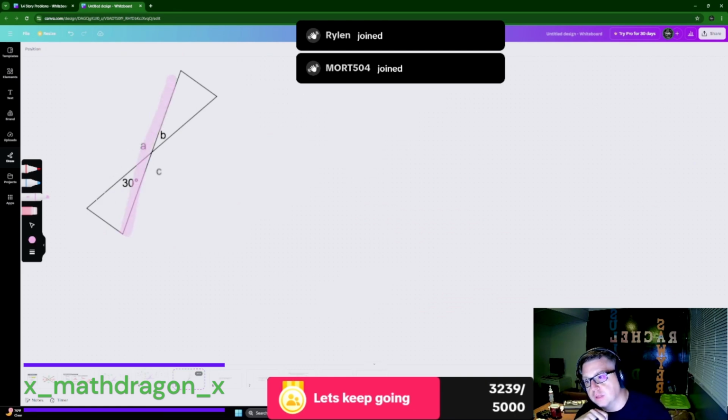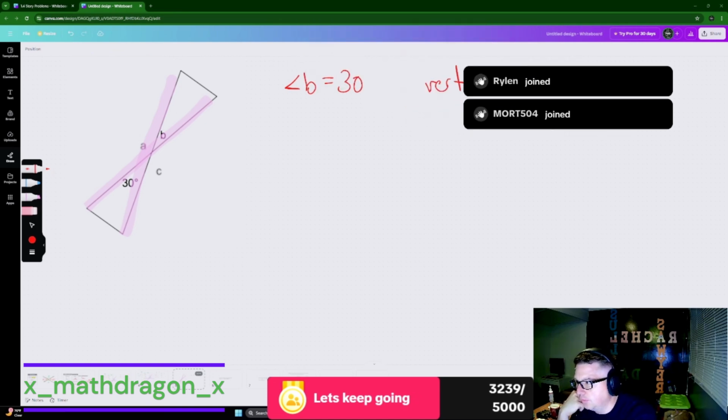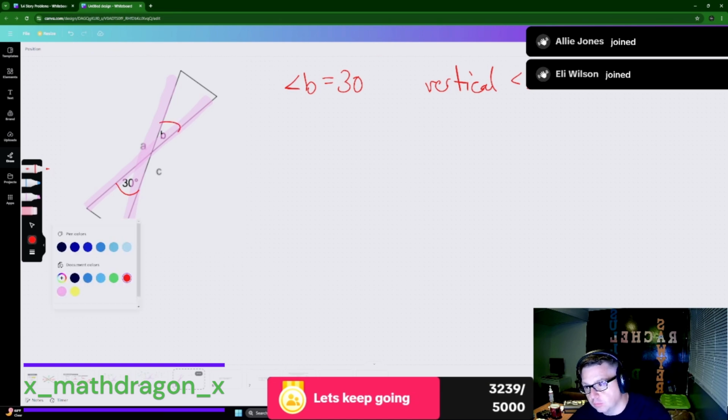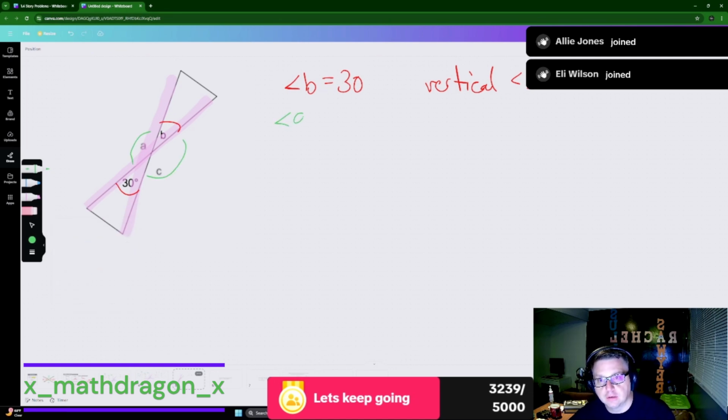Hopefully, you can see the vertical angles right here. So before I go any farther, I can say angle B equals 30 degrees because of vertical angles. Then, if we know angle B equals 30 degrees because of vertical angles, then what else do we know? Yes, angle A is congruent to angle C because of vertical angles.